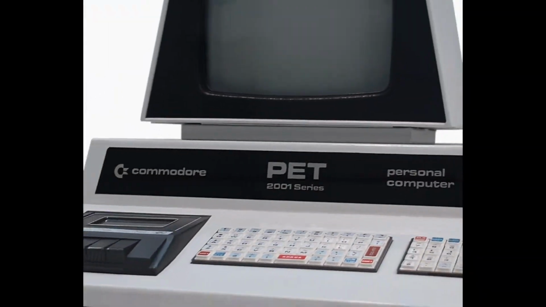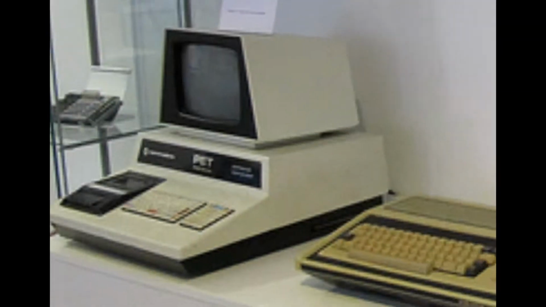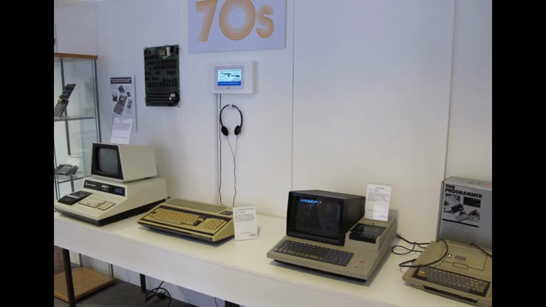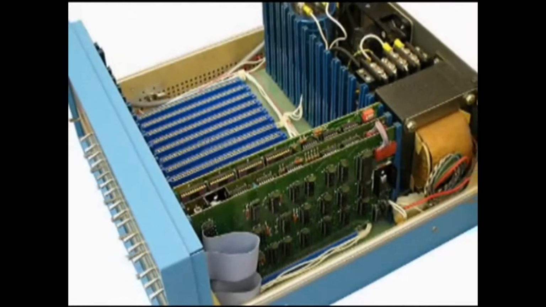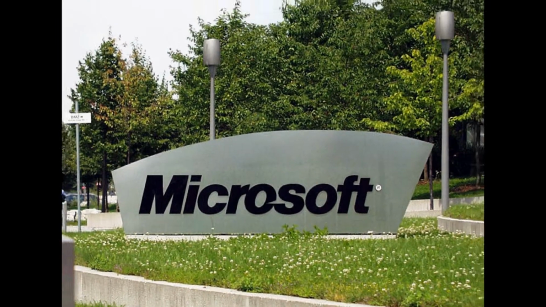The 60s and 70s then saw the emergence of now smaller and far more powerful computers. A computer giant emerged in 1975, becoming the most prominent household name of all time. Yes, you guessed it, it was Microsoft.